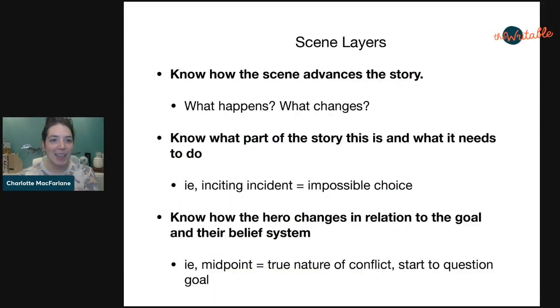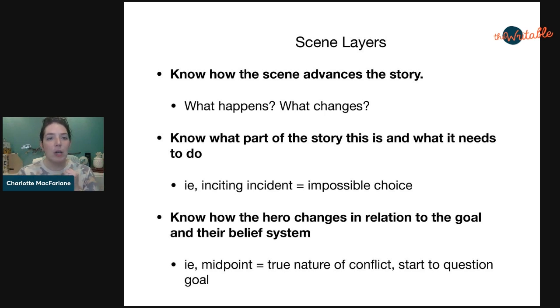So let me throw some slides up. I even had time to do that. So there are 3 scene layers, layers that are specific to a scene. And like we just talked about, we always need to know how the scene advances the story, right? What happens, what changes. Something is always changing related to that main story problem, and we need to know what that is, and we need to make sure that that is clear in the scene that we're writing.